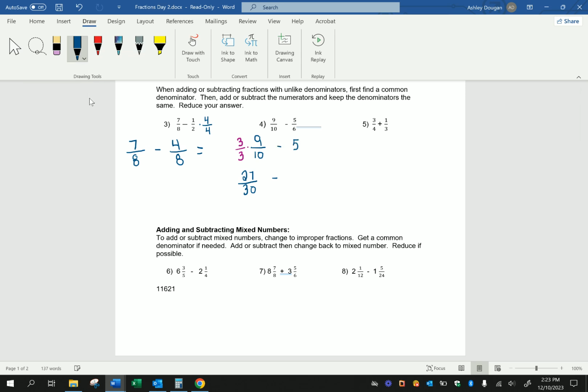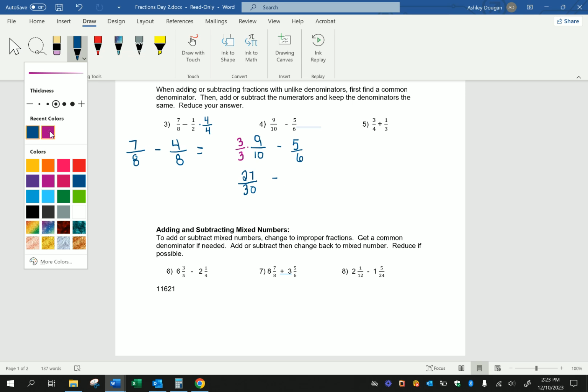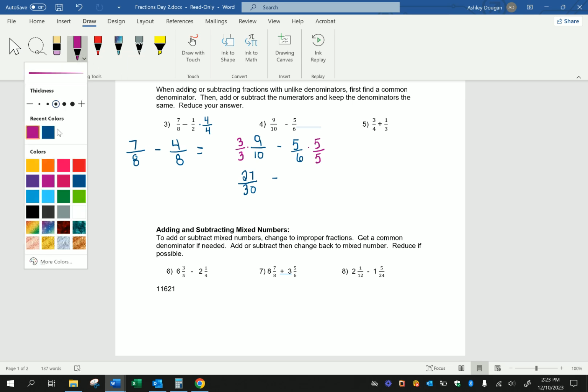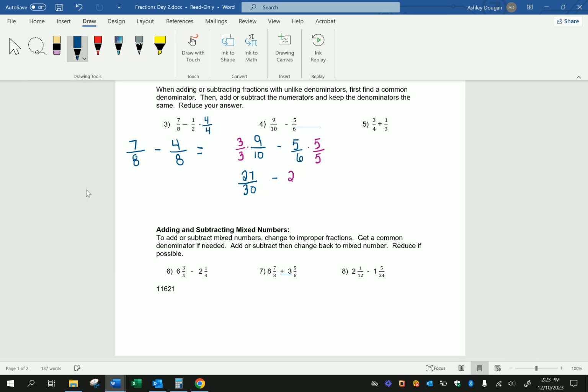I want to do the same thing with the second fraction, 5/6. I want its bottom number to be 30. So I need to think, 6 times what number will give me 30? What can I multiply 6 by to get 30? And that would be 5. That means I have to multiply the top and the bottom by 5. And that is 25/30.